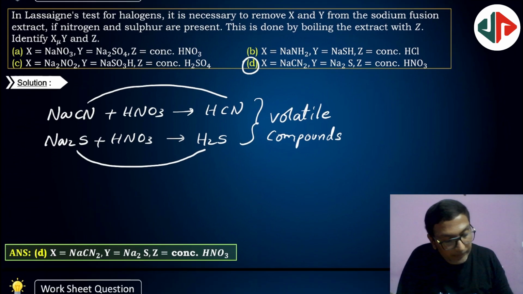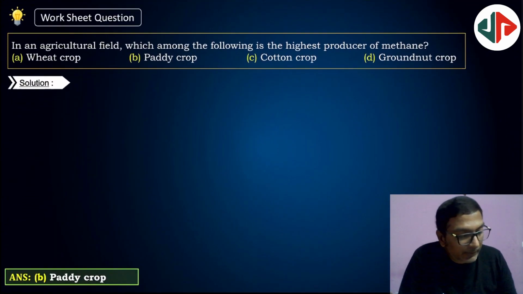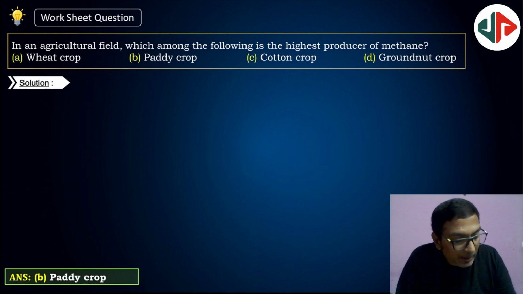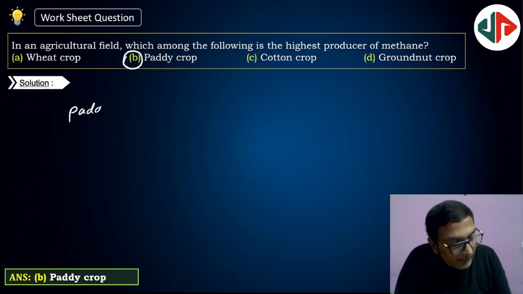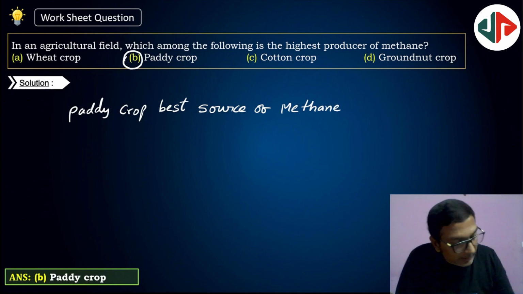Next. In the agricultural field, which among the following is the highest producer of methane? The paddy crop is the best source of methane. Option B.